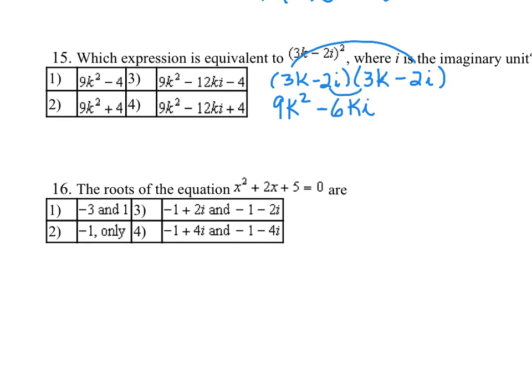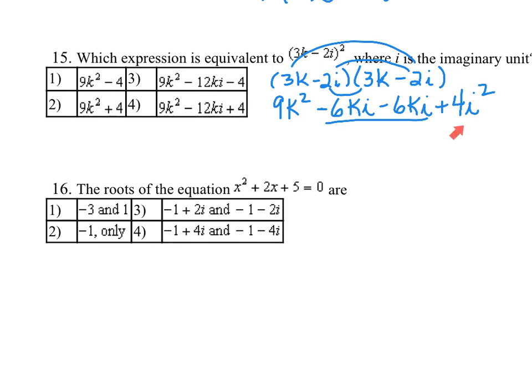and then these guys here will also be negative 6ki. Then my last two terms, these guys right there, that's going to give us positive 4i squared. All right, now, a couple of things here. I do see that I have like terms, so I can add those.